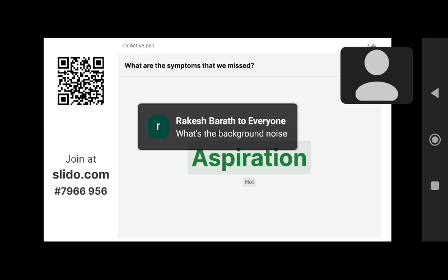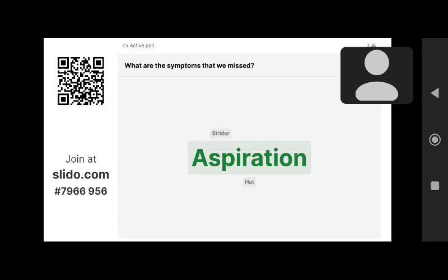Apart from that, anything else? Mainly, there can be tongue deviation. That can be one. There can be extensive skin involvement, or that was a symptom which was not asked, whether there was any pus discharge or any fungating growth. Apart from that, I think most of the symptomatology was covered.